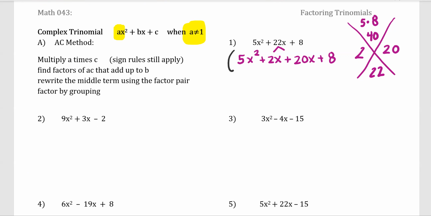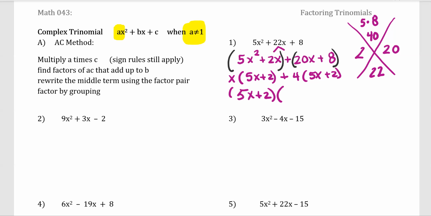Now we have 4 terms. We will factor by grouping. We will take out the greatest common factor. So our 2 factors are 5x plus 2 and x plus 4. If we multiply this back together, we will get 5x squared plus 22x plus 8.